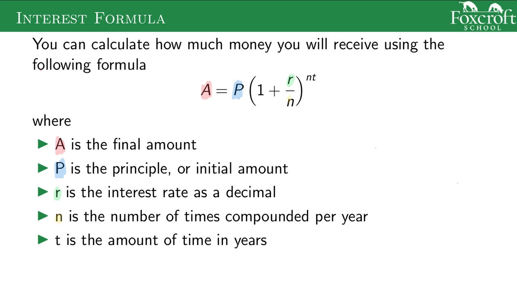n is in the equation twice. That's the number of times compounded per year. Basically it means how often they're giving you that little bonus. If they just give it to you at the end of every year, this number would be 1. If they're giving you a tiny little bonus every single day, that would be 365. So this number will change depending on how often they're giving you a little thank you. And the last one is t, the amount of time. Generally, because it's compounded per year, this is also in years.